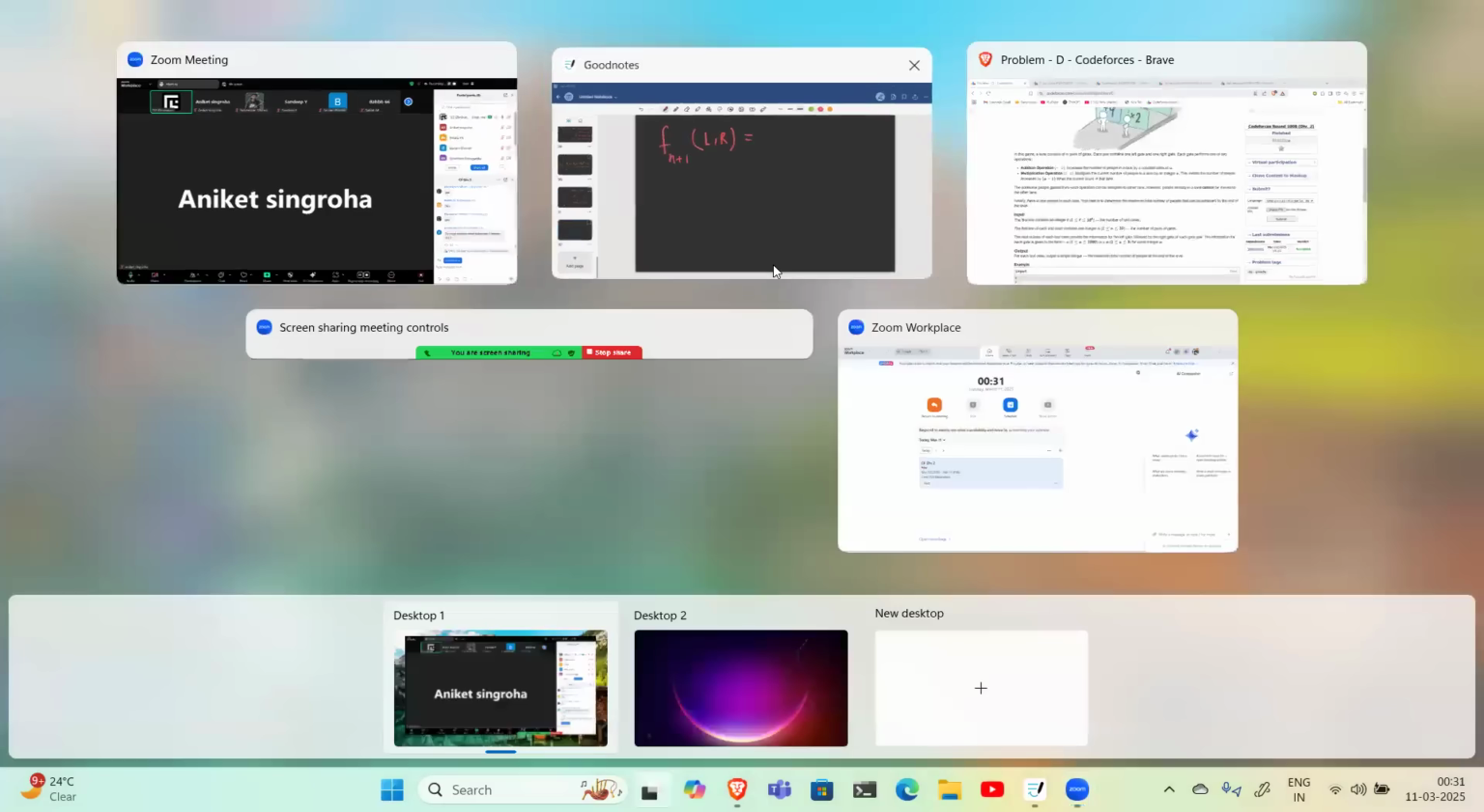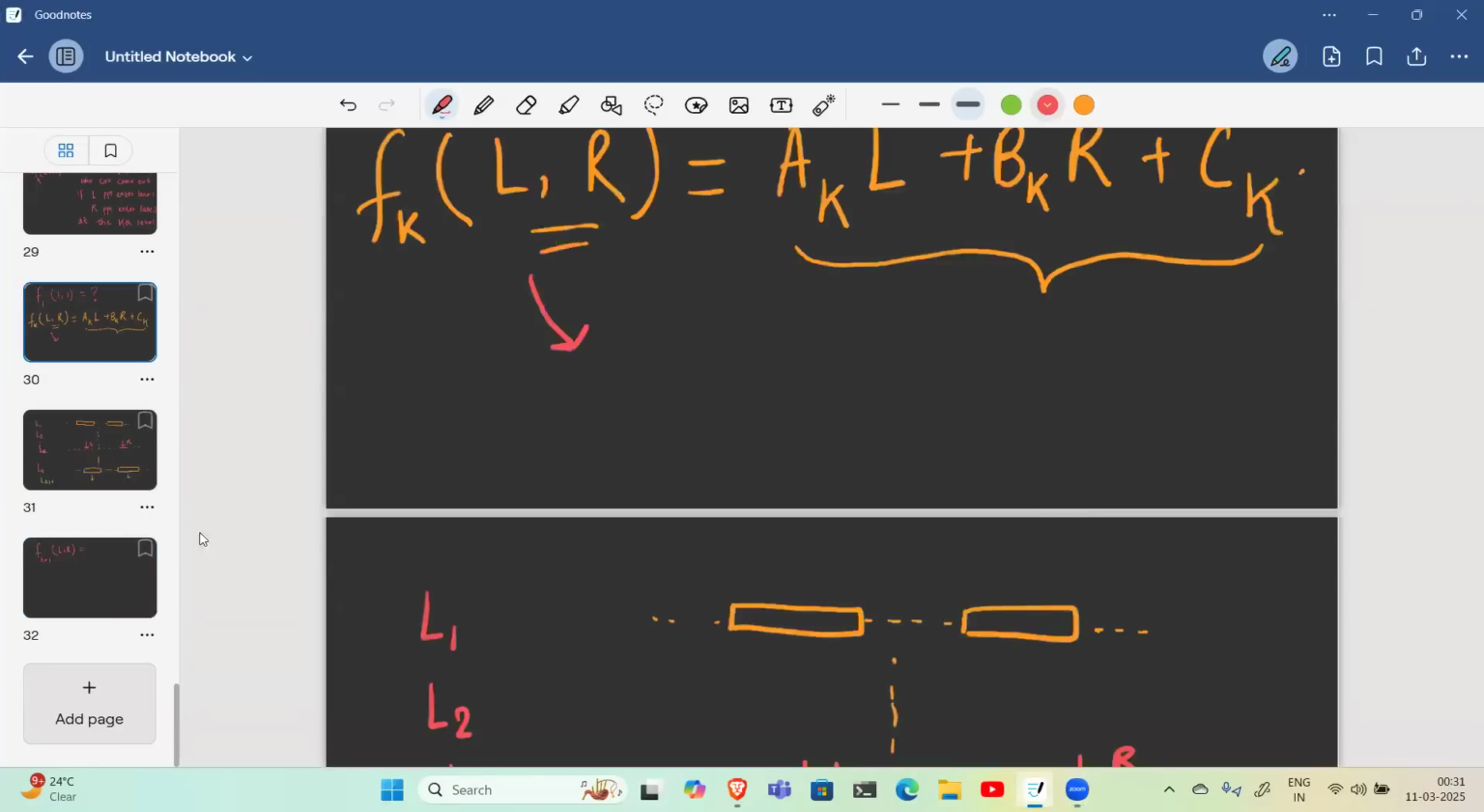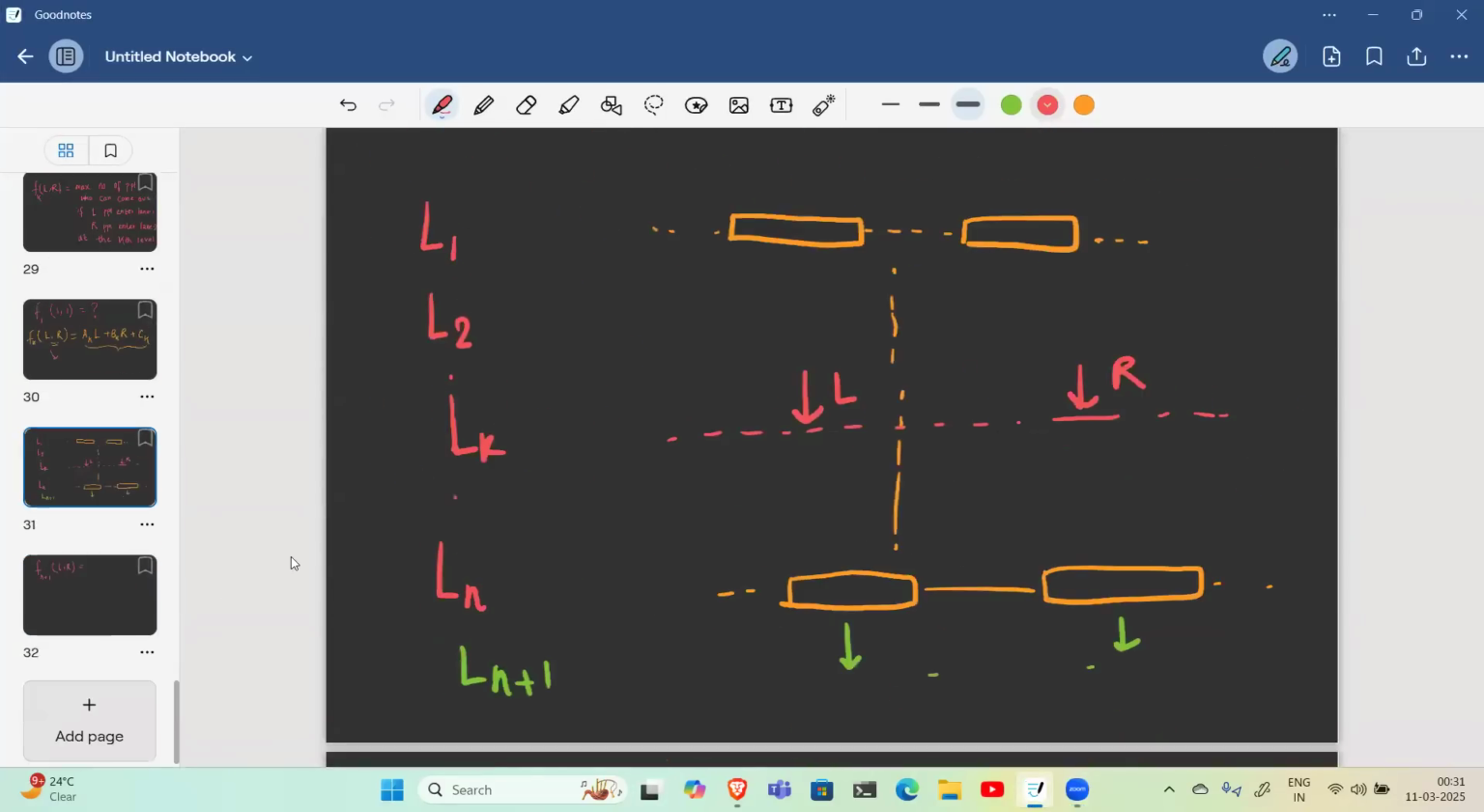Okay, what does the subscript 1 mean in L1? This subscript means the level. Basically, you have n gates. This is the first pair of gates, then you have the second pair of gates, this is the third pair of gates, and this is the nth pair of gates.